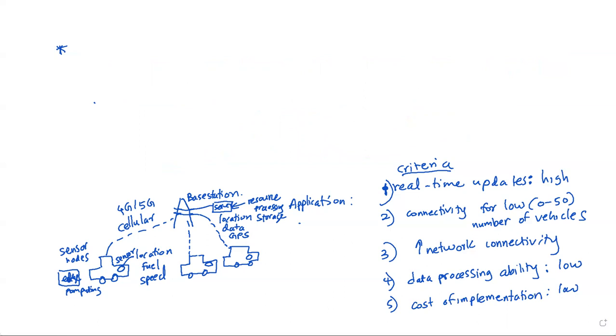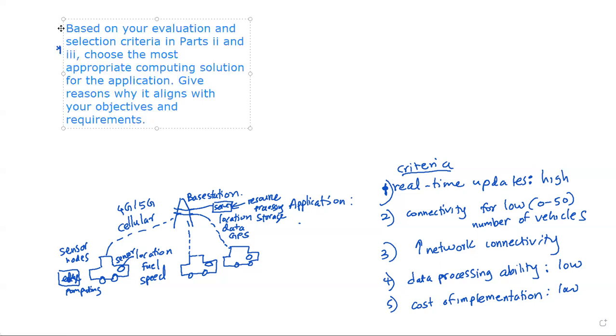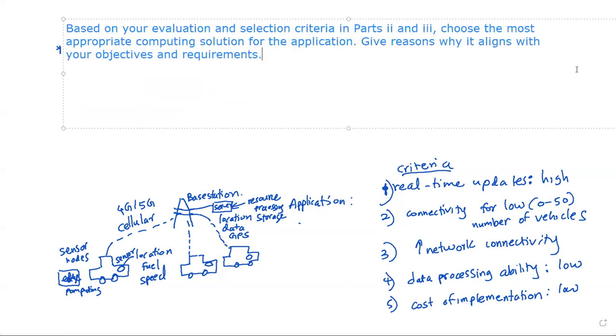based on your evaluation and selection criteria, choose the most appropriate computing solution for the application. Give reasons why it aligns with your objectives and requirements. Okay, so in this question, they're asking, based on the evaluation and the selection criteria that you have done in parts 2 and 3, choose the most appropriate computing solution for the application.